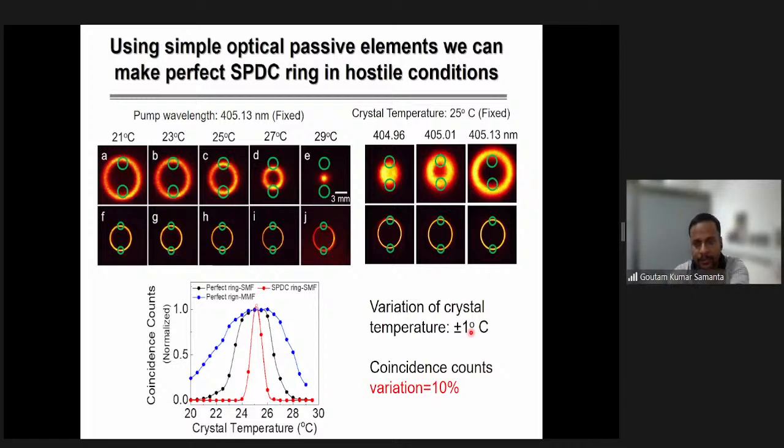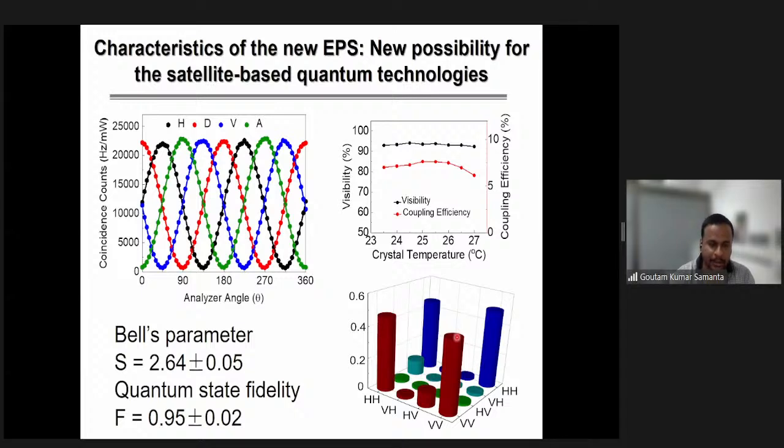And a similar kind of thing in the case of wavelength: we see that a 300 gigahertz wavelength shift can also give you a similar counts variation without any problem. Then we measure these coincidence counts and the entanglement parameters, whatever you had done previously.